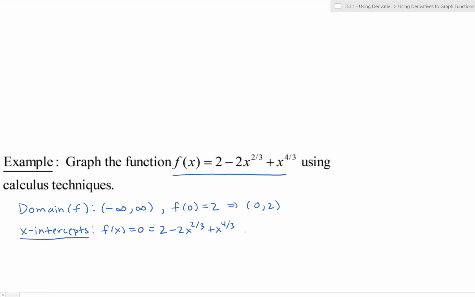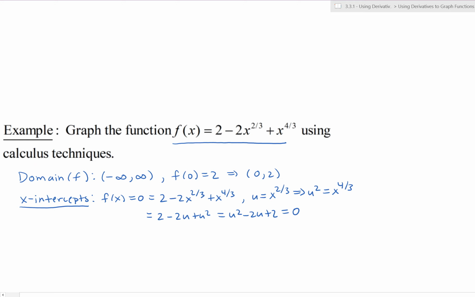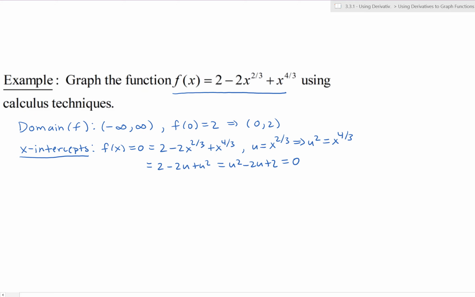However, if we look closely, this is actually a quadratic type of function here, in that if I let, say, the variable u equal x^(2/3), then it follows that u squared is equal to x^(4/3). And so if I instead write this as f of u, which would be 2 minus 2u plus u squared, or equivalently u squared minus 2u plus 2, then it becomes quadratic, right? That's part of the reason why we call it a quadratic type. And we could try to solve that quadratic equation to figure out if there are any x-intercepts.